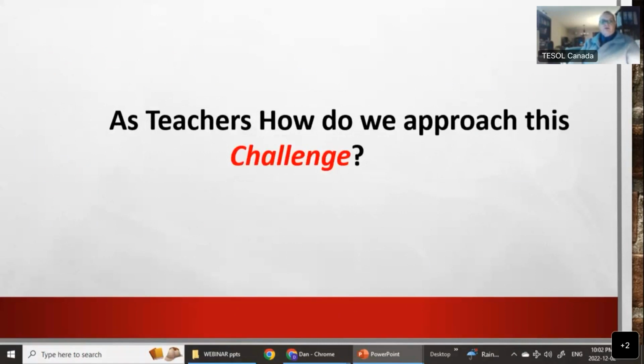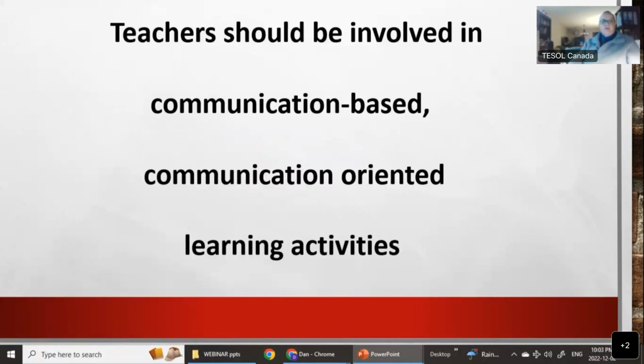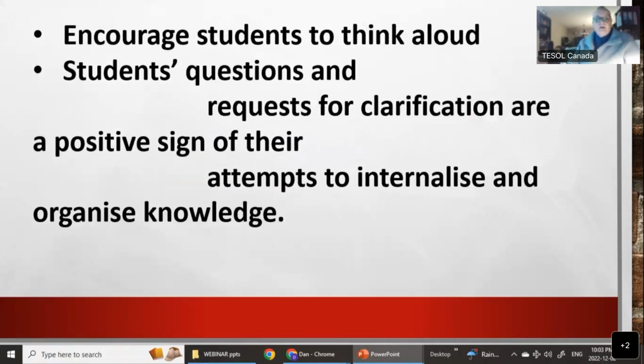As teachers, how do we approach this challenge? Teachers should be involved in communication-oriented learning activities. These are professional development activities that teachers should take part in. Encourage students to think aloud. Students' questions and requests for clarification are a positive sign of their attempts to internalize and organize knowledge.